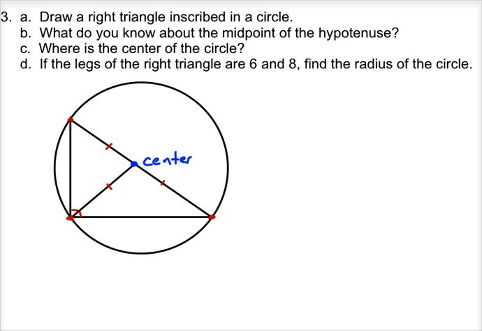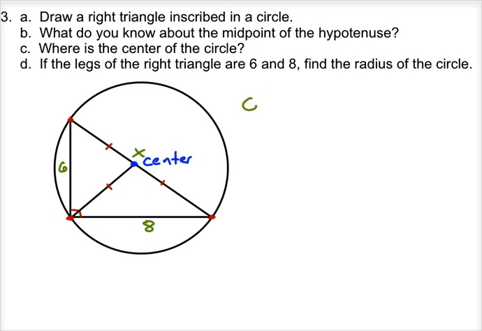And then part D, if the legs of a right triangle are 6 and 8, find the radius of the circle. So if I look at my circle that I have up here, if my legs were 6 and 8, and it's asking me to find the radius, well, if I do Pythagorean theorem, I can find the entire hypotenuse, and if I cut it in half, I'd have the radius of the circle.